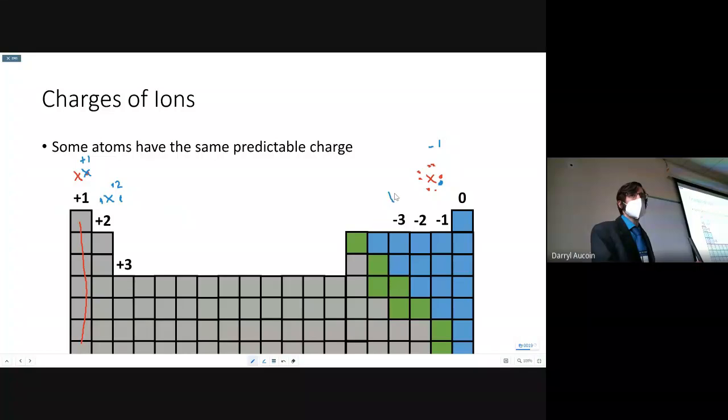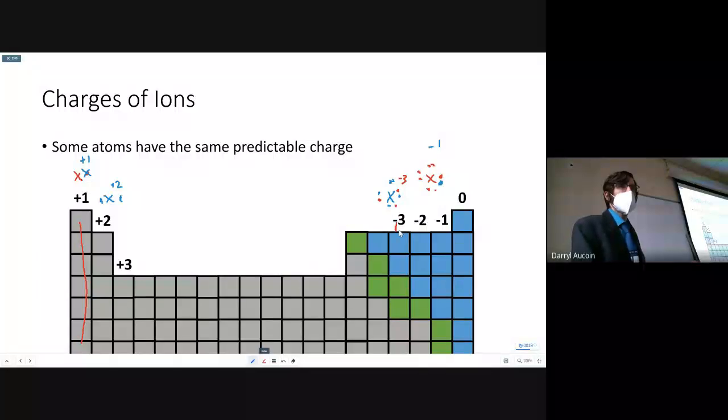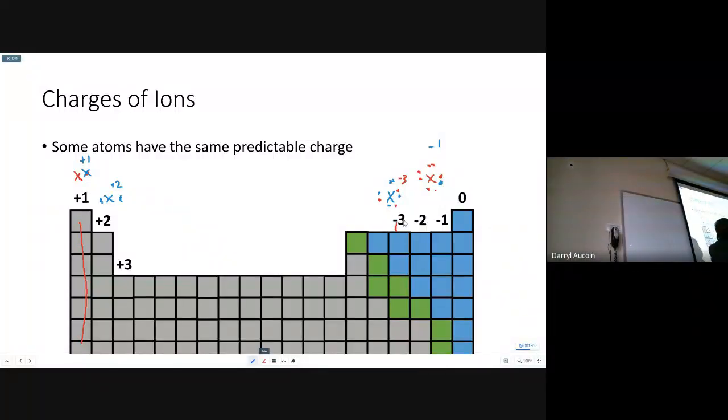Same thing for something like this over here. Would normally have 1, 2, 3, 4, 5 dots. But it's going to go and pick up 3 more dots from other atoms. And when it does that, it gains a -3. So this column here, -3 ions or anions. This column here, -2 ions, -1.